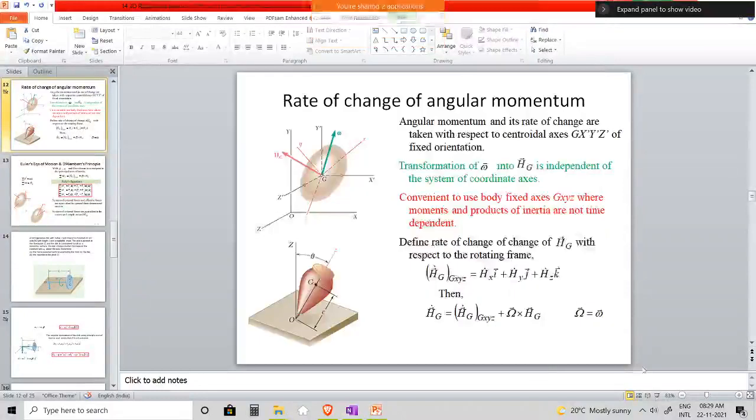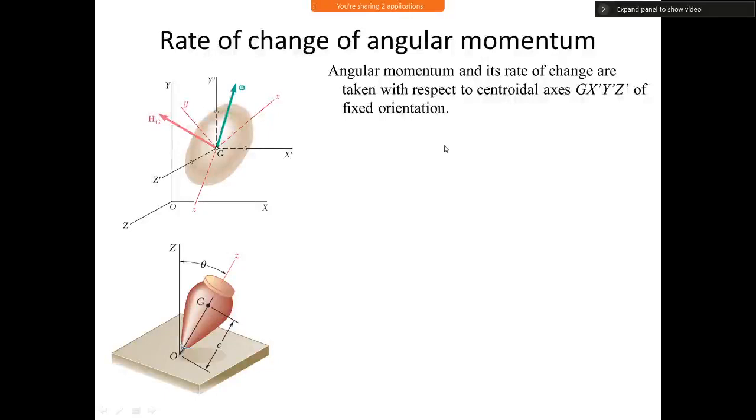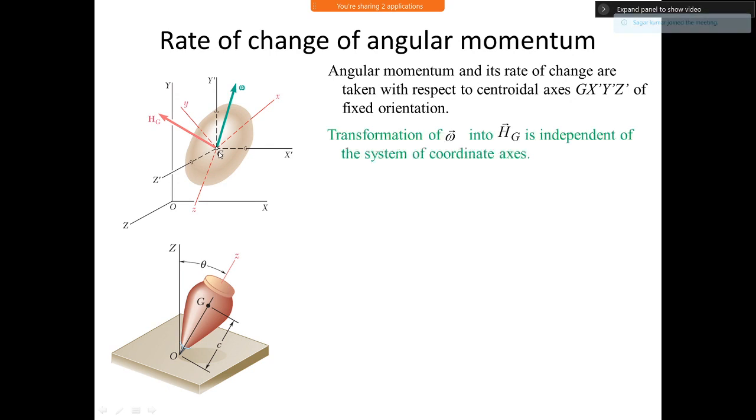So I'll go back to the PowerPoint. The idea is that we are going to express the rate of change of angular momentum about the axis attached to the center of mass, which may be, and which will be, rotating with another angular velocity.